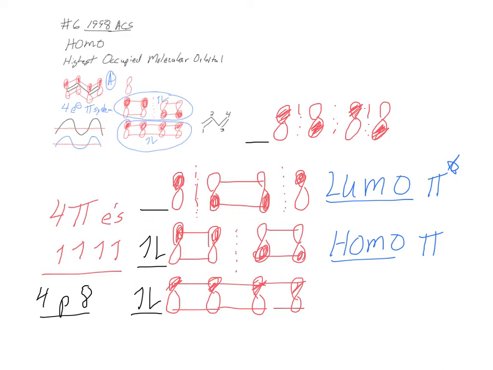The most important parts are always the LUMO and the HOMO, right? Because this is always, guess what the HOMOs are always? The nucleophiles. And the LUMOs are always the electrophiles. Pi and pi star.